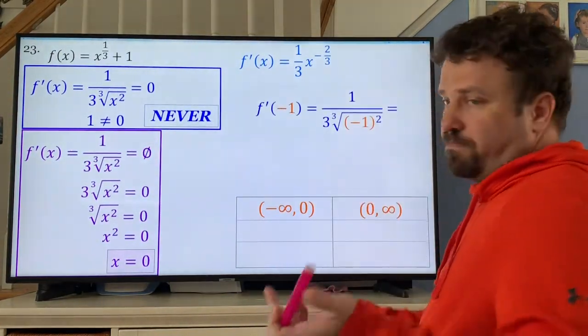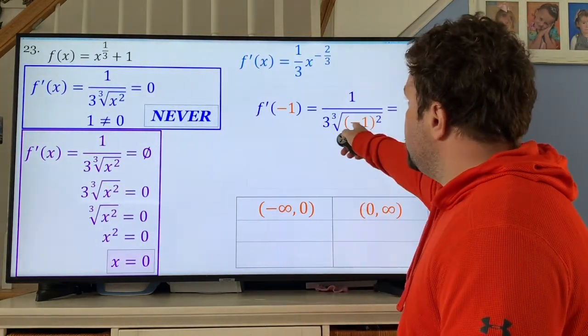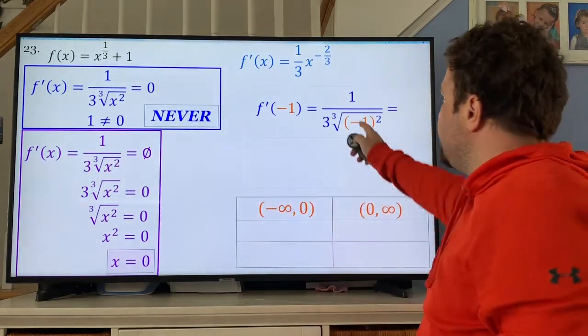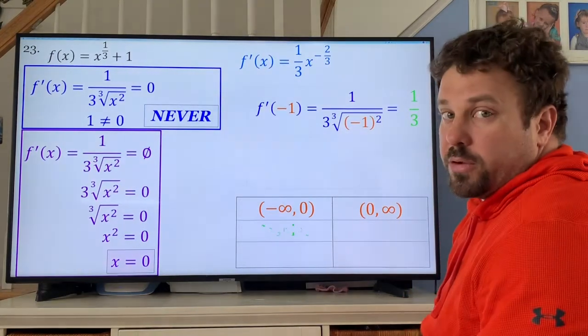Let's pick negative 1. It's between these two, right? Type it into the equation. You can type it into this or into this one. I think this is just easier for me. Negative 1 squared is 1. Cubed root of 1 is 1. Answer is 1/3. 1/3 is a positive number.